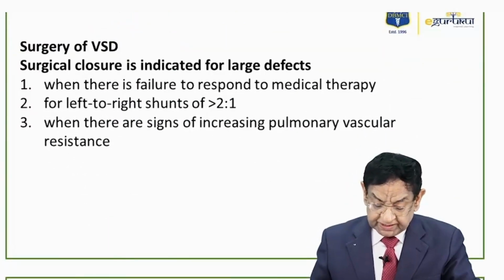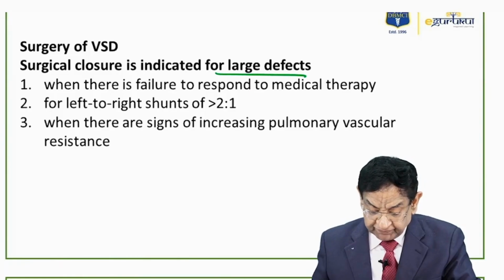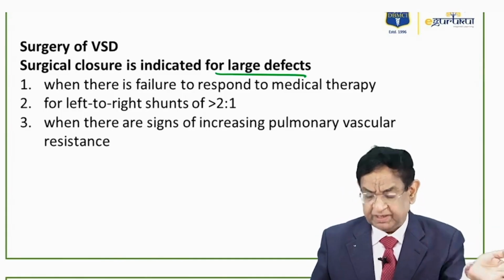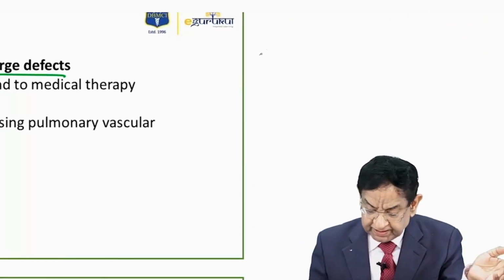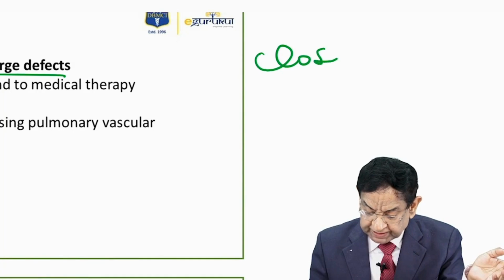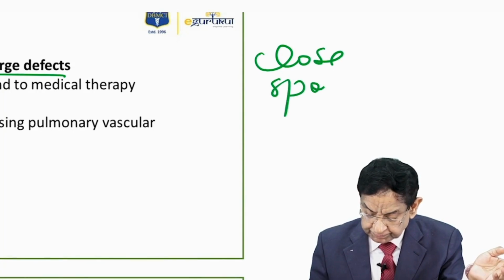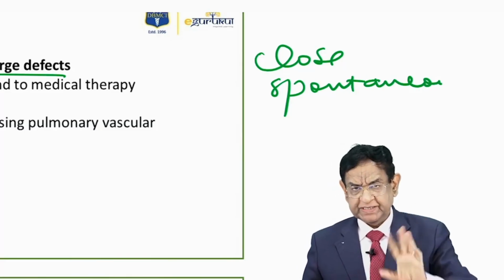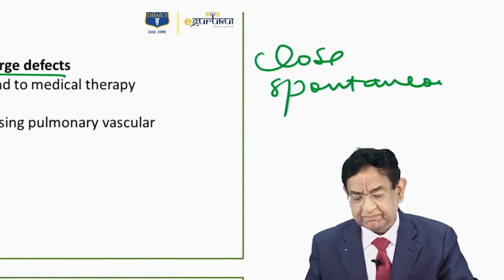Surgery of VSD, closure is done in the large defect. Very small defects, particularly muscular, may even close spontaneously. Why? Muscular will grow and that may close, spontaneous closure may occur, especially in the muscular variety.